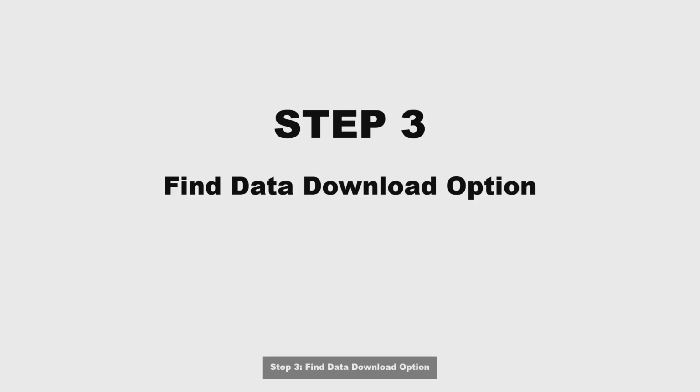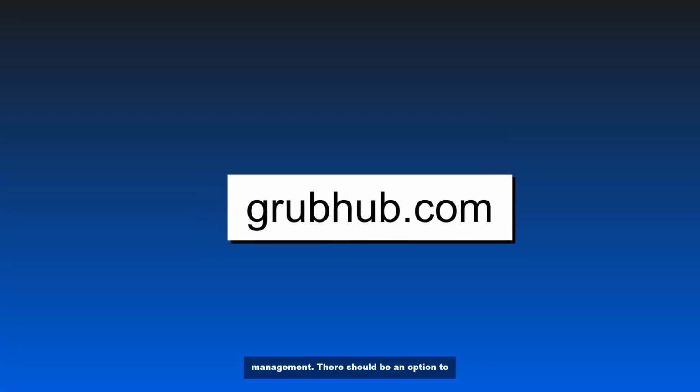Step 3. Find data download option. Look for a section related to privacy or data management. There should be an option to download your data or request a copy of your order history.